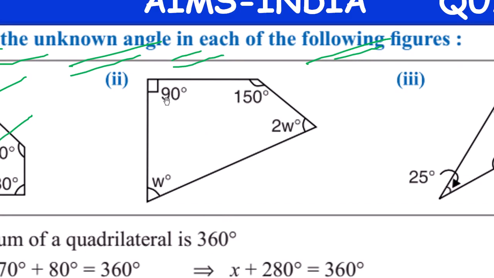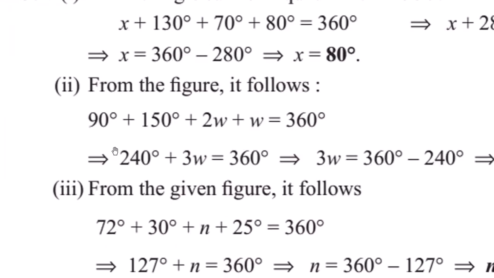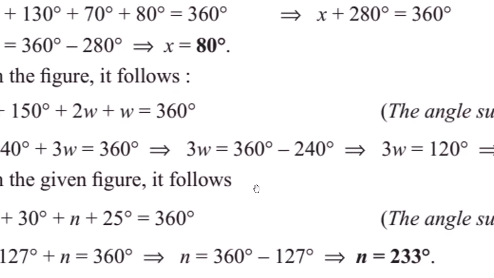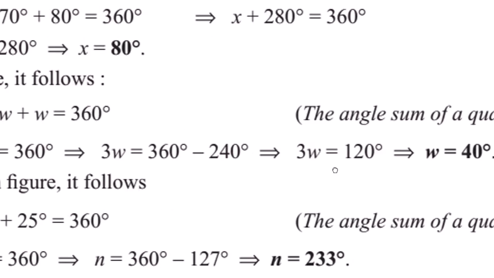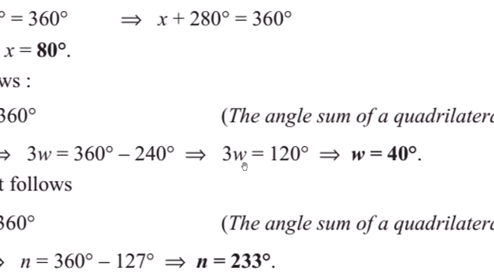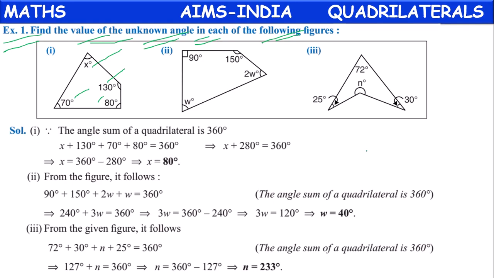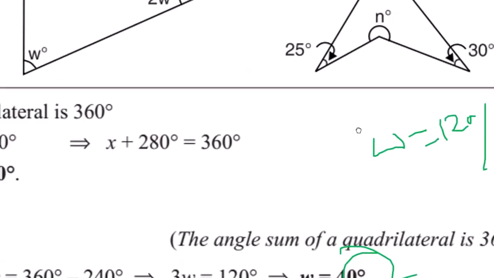Second diagram. 90 plus 150 plus 2W plus W equals 360. 90 plus 150 is 240. 2W plus W is 3W equals 360. 240 comes to this side as minus 240. 3W equals 360 minus 240. 3W equals 120. W equals 120 by 3, which is equal to 40 degrees.